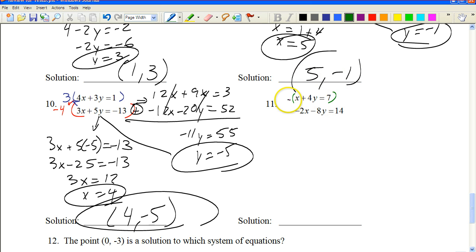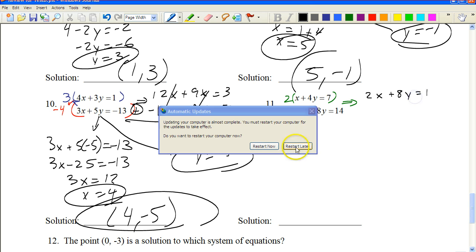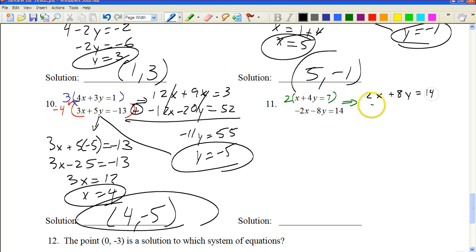I'm going to get rid of the x's by multiplying the top one by 2. Negative 2x minus 8y equals 14. I'm going to add these two.